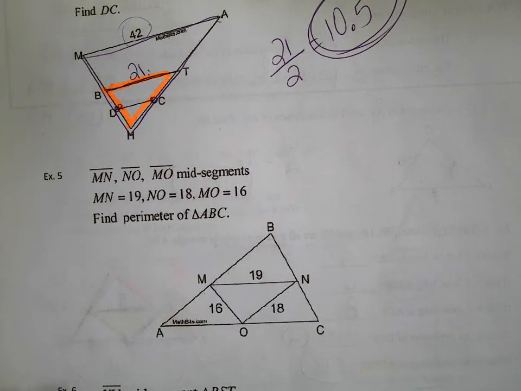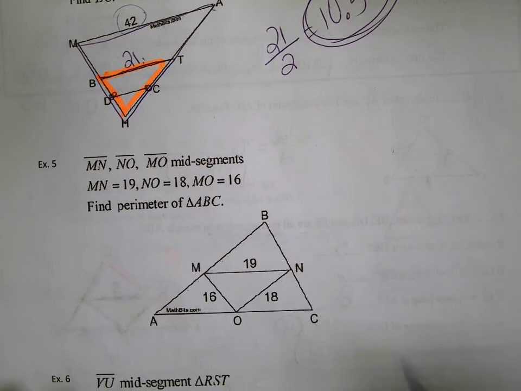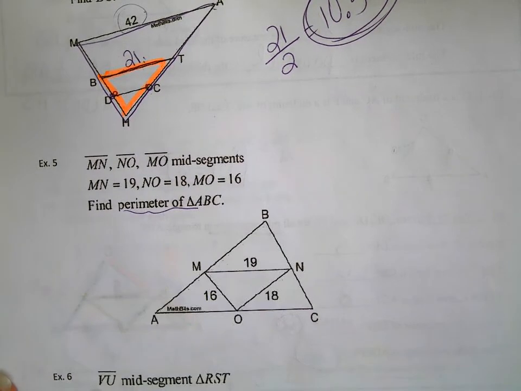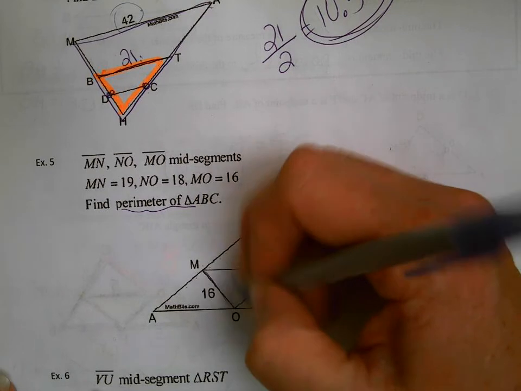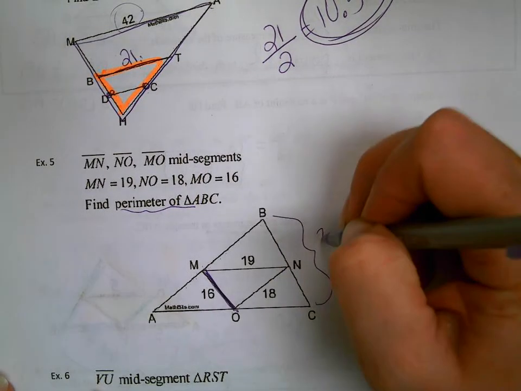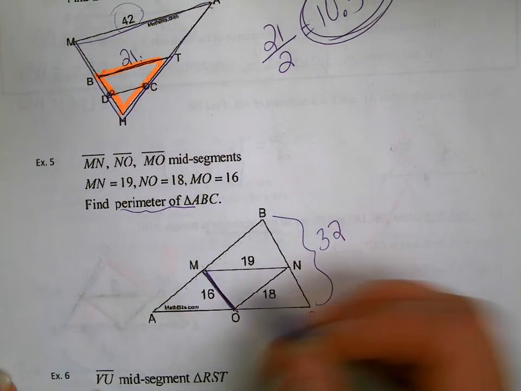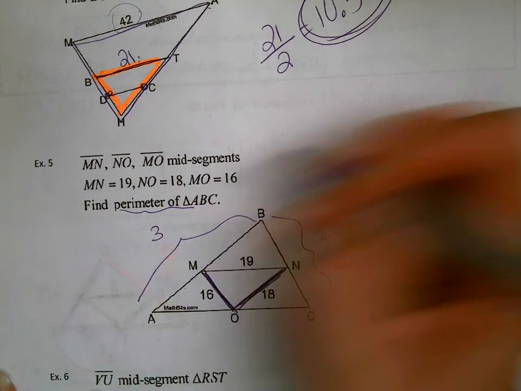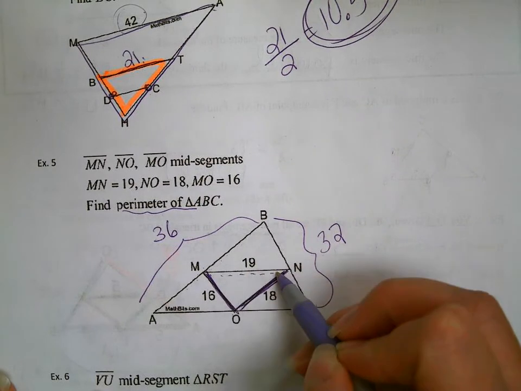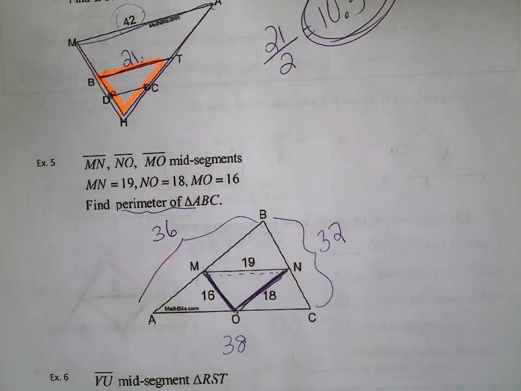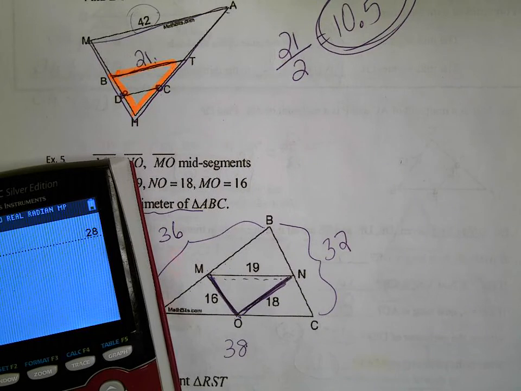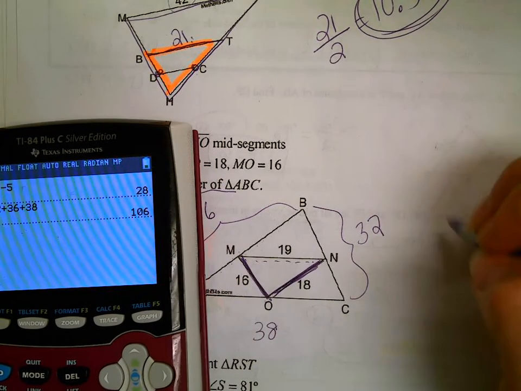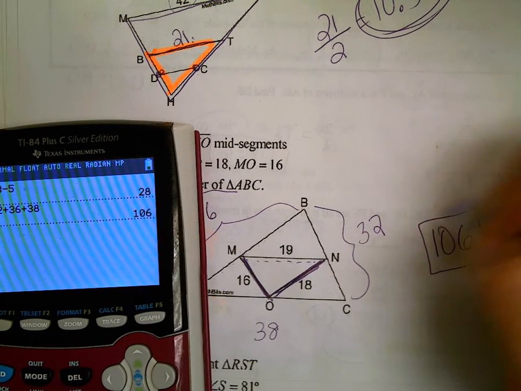Number 5, MN, NO, and MO are midsegments. The midsegments are 19, 18, and 16. What's the perimeter of the large shape? If these are all midpoints, then this 16 becomes 32 over here. This 18 doubles to become 36. 19 doubles to become 38. So we add up our 3 sides: 32 plus 36 plus 38 gives us 106 as the perimeter.